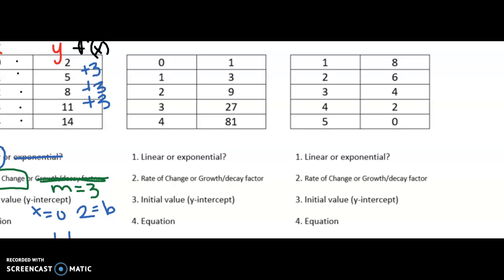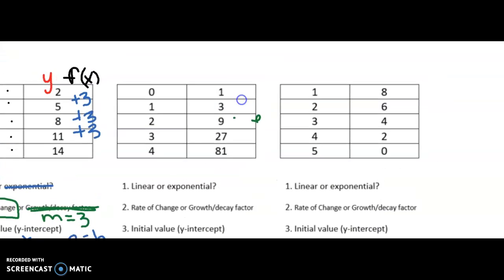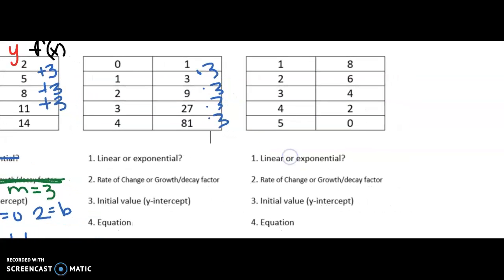1, 3, 9, 27, 81. Well, if I try adding, that's plus 2, that's plus 6. Immediately, adding did not work. So I'm not going to do adding. I'm going to try multiplication. Multiplying by 3, multiplying by 3, multiplying by 3, multiplying by 3. Again, you could use a calculator, kind of do some guess and check there. But this one has a pattern of multiplication.